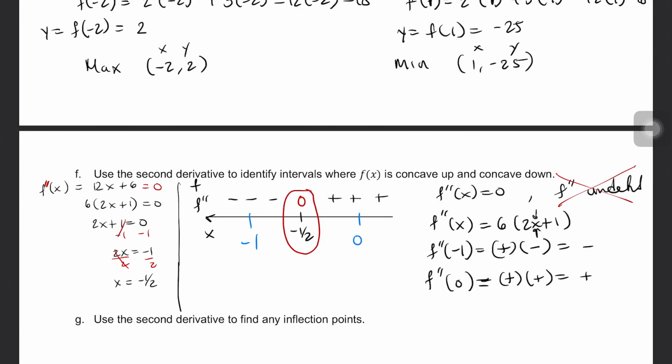For the function, this implies that because the second derivative is negative, that means it's concave down. And because the second derivative is positive on the right side of negative 1/2, the function is concave up. And so the conclusion is that it is concave down for the interval negative infinity to negative 1/2. And you guys can kind of see that, right? And then concave up from negative 1/2 to positive infinity.